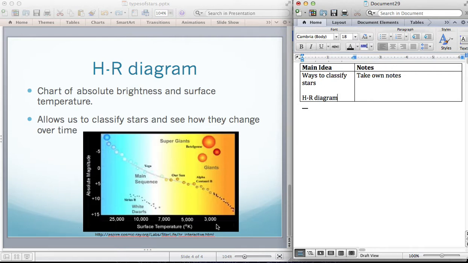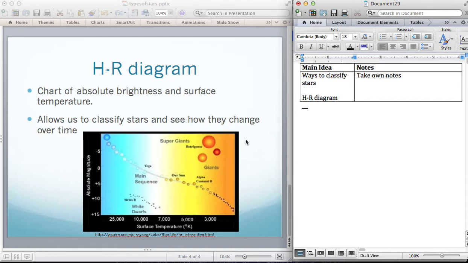So looking at this graph, think to yourself, if you had a really bright yet kind of cool star, what section would that be in? What if you had a really bright star that was really hot? Or if you had a not so bright star that was pretty cool in temperature? And if you had a not so bright star that was pretty hot in temperature, think about what corners each one of those would be in.